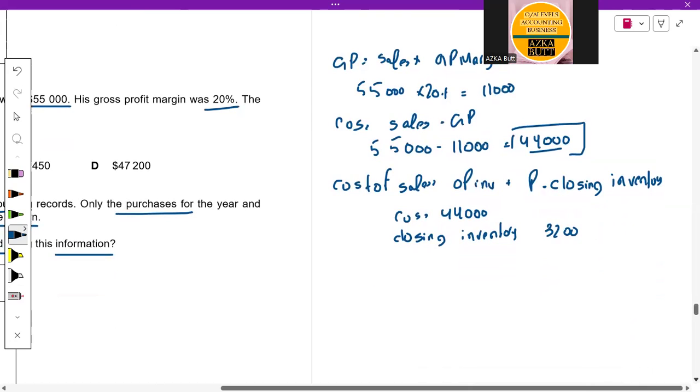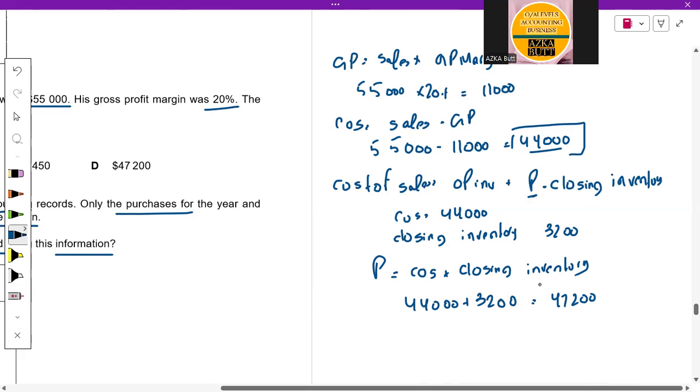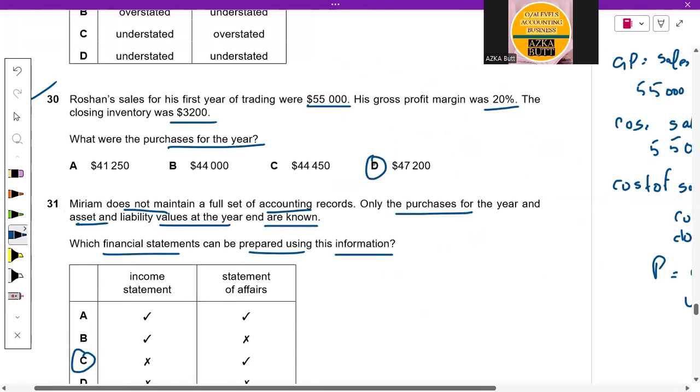And now we are going to rearrange the formula for purchases. The formula is cost of sales equal to opening inventory plus purchases minus closing inventory. Just take out purchases and make it the subject. So purchases is equal to cost of sales plus closing inventory. So 44,000 plus 3,200 is equal to 47,200. So 47,200 are the purchases. So D option is the right option.